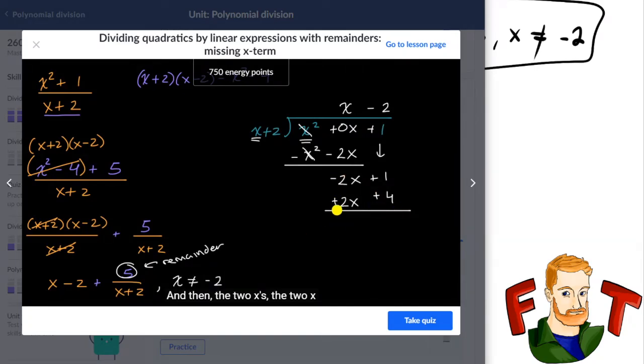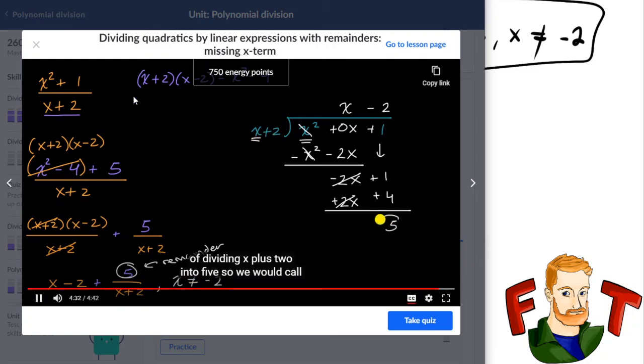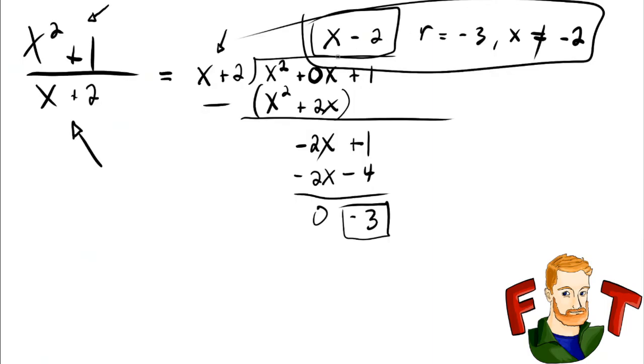And then the 2x and the negative 2x cancel out. 1 plus 4 is 5. And there's no obvious way of dividing x plus 2 into 5, so we would call that the remainder, exactly what we had. Wow. So let's see what I did.